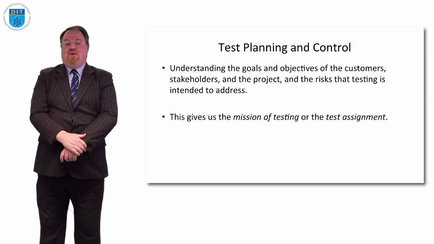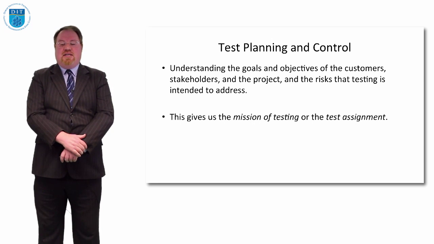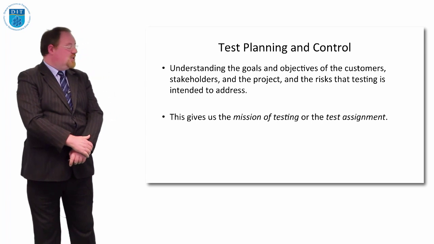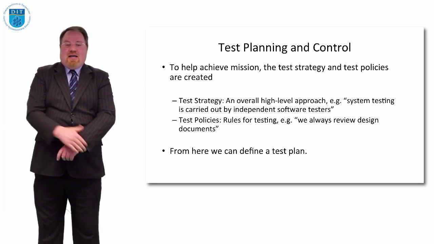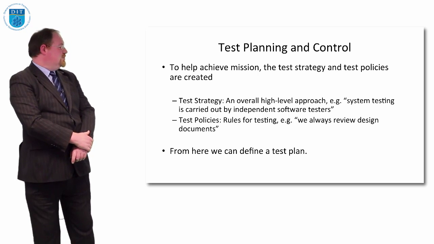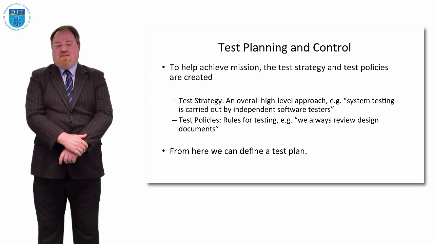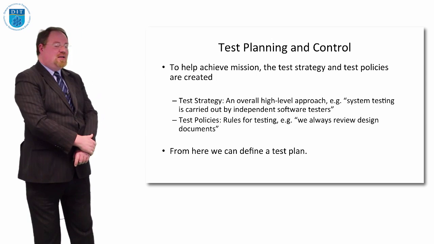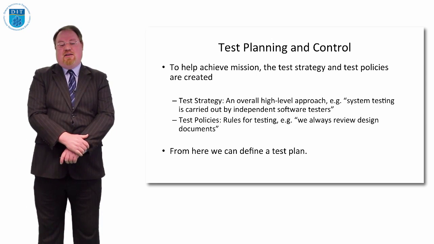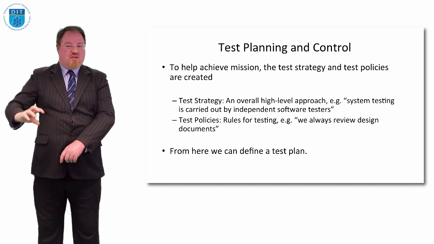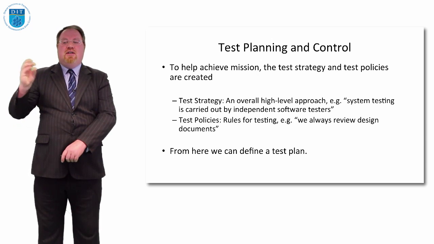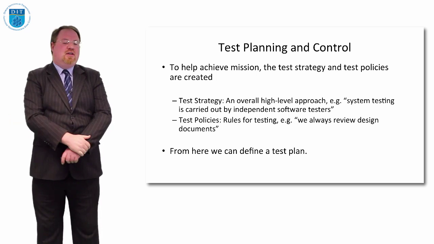When we've decided that, then we have our mission of testing, or the test assignment. What's the goal of this testing? Next, to achieve that mission, we need to develop strategies and policies. A test strategy is an overall approach. System testing will be carried out by independent testers is a strategy, whereas a policy is we might review all design documents. And testing doesn't just have to happen on code, it can happen on Word documents or design documents as well, diagrams, anything. You can test to see if the diagrams make sense.